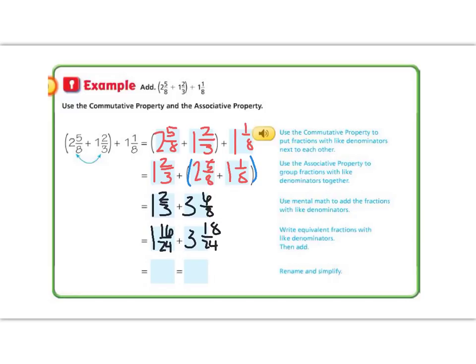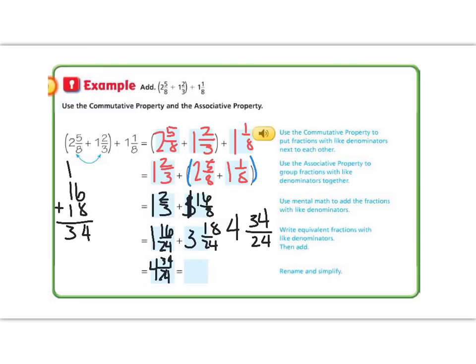Now let's add our numerators. So we have 16 plus 18. 8 plus 6 is 14, carry the 1, and 1 plus 1 plus 1 is 3. So we end up with 34/24ths, and then we need to add our whole numbers in front. So we have, this should be a 1, sorry, 1 plus 3 is 4. So I have 4 and 34/24ths.